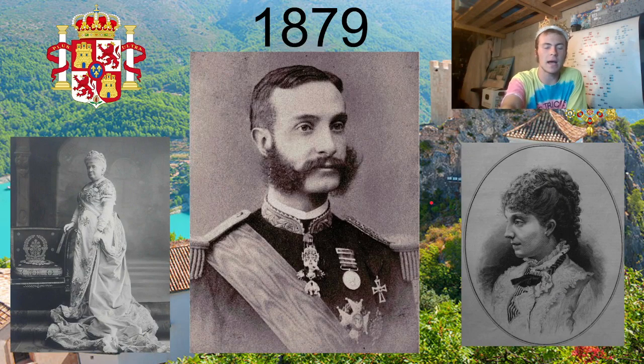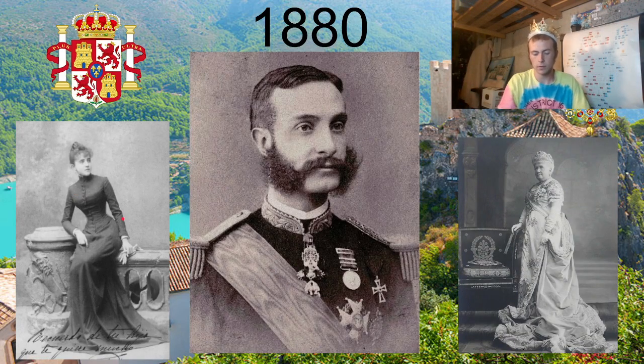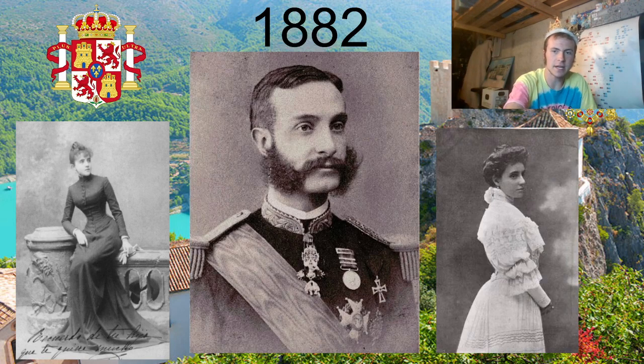He ends up having a daughter in 1880, and then, so that's pretty cool. He has a daughter there, and then in 1882 he has a second daughter. So his sister is now getting passed up for his 2 daughters in the line.